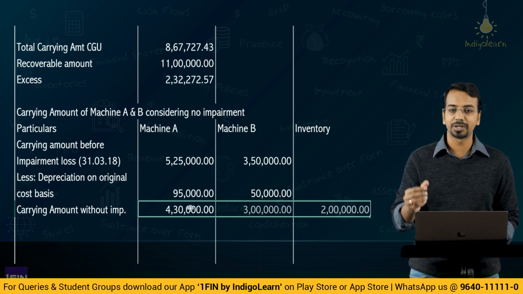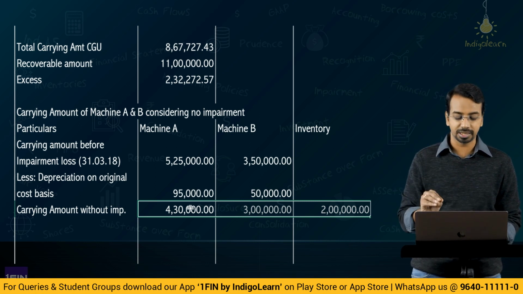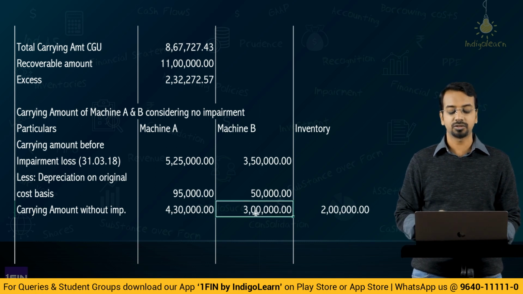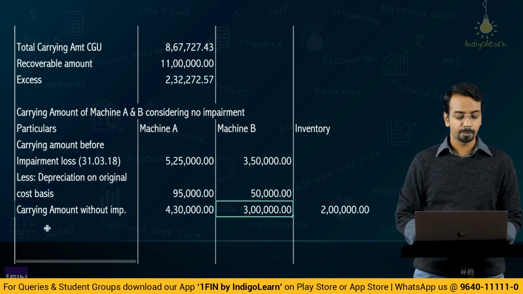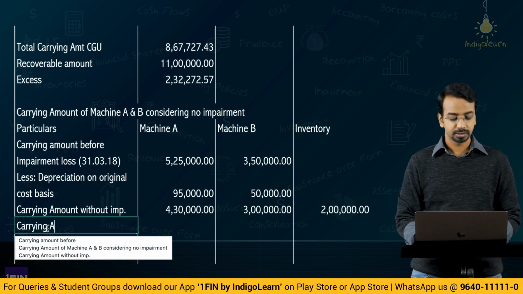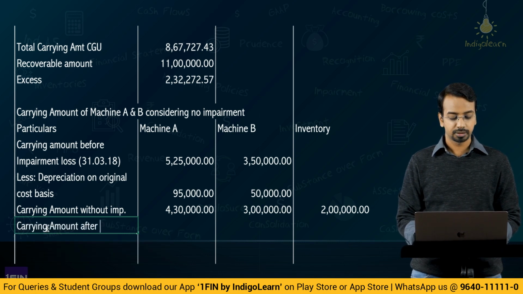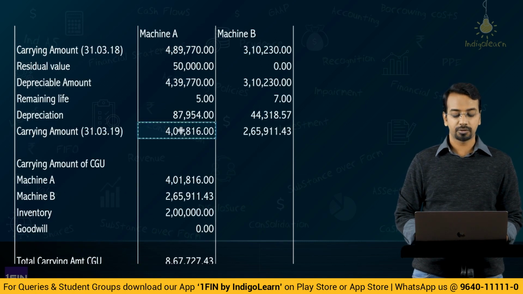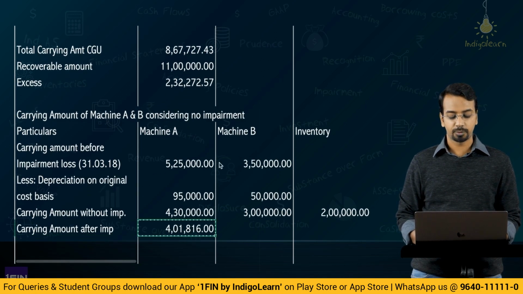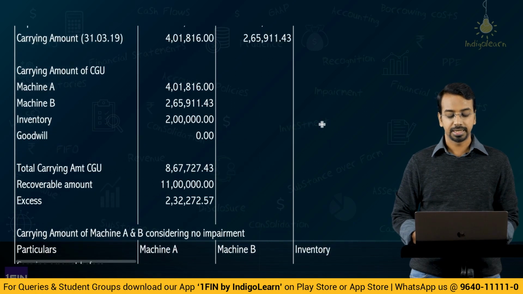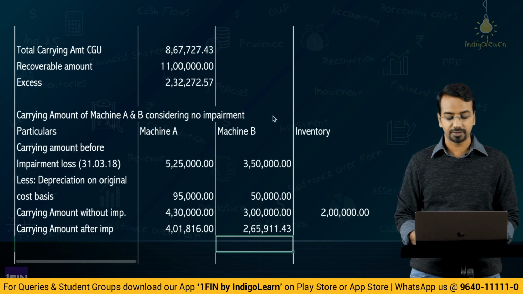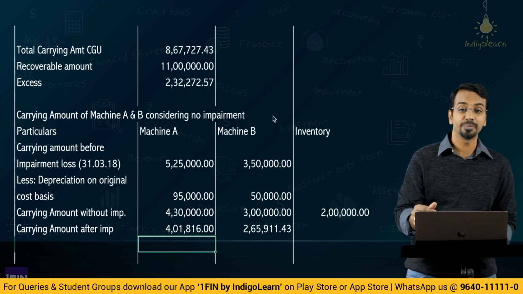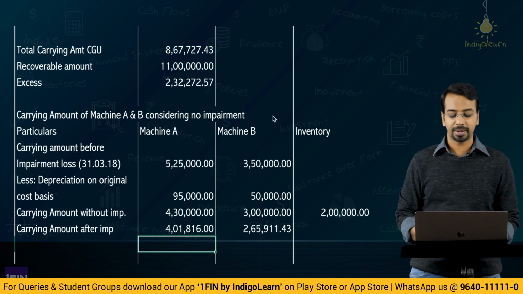Now, the amount of impairment loss that you can reverse will be restricted to bring these respective assets to 4,30,000 and 3 lakhs. You cannot take them beyond this. So, carrying amount after impairment. What is the carrying amount after impairment? For machine A, it is 4,01,816 and for machine B, it is 2,65,911. So, only to the extent of this difference, you can write back the impairment loss. Beyond that, you cannot write back the impairment loss.